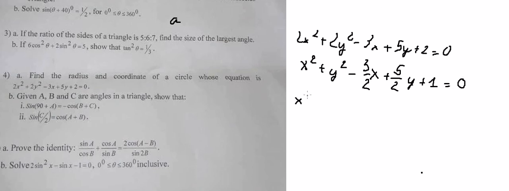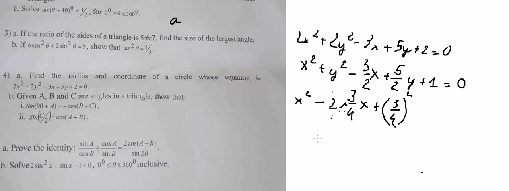So we will have x squared minus 3 over 2 x. So about 3 over 2, we can go about 2 multiplied with 3 over 4 x. So we have x, we have 3 over 4. In this situation, we need to add 3 over 4 squared in here.